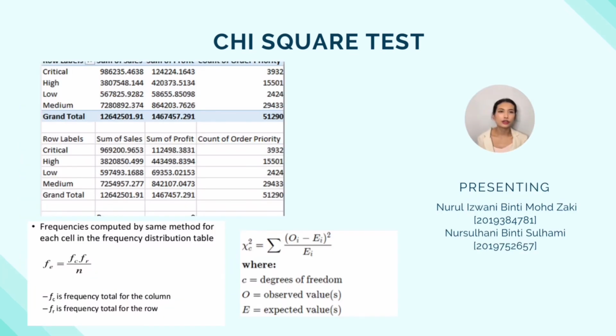My name is Nursulhani. The above pivot table summarizes the sales and profit values divided into 4 priority categories, which are critical, high, low, and medium. For the chi-square independence test, the formula for the expected frequency is the frequency for your column times the frequency for your row, divided by the entire sample size of the study. This is the example for the formula.